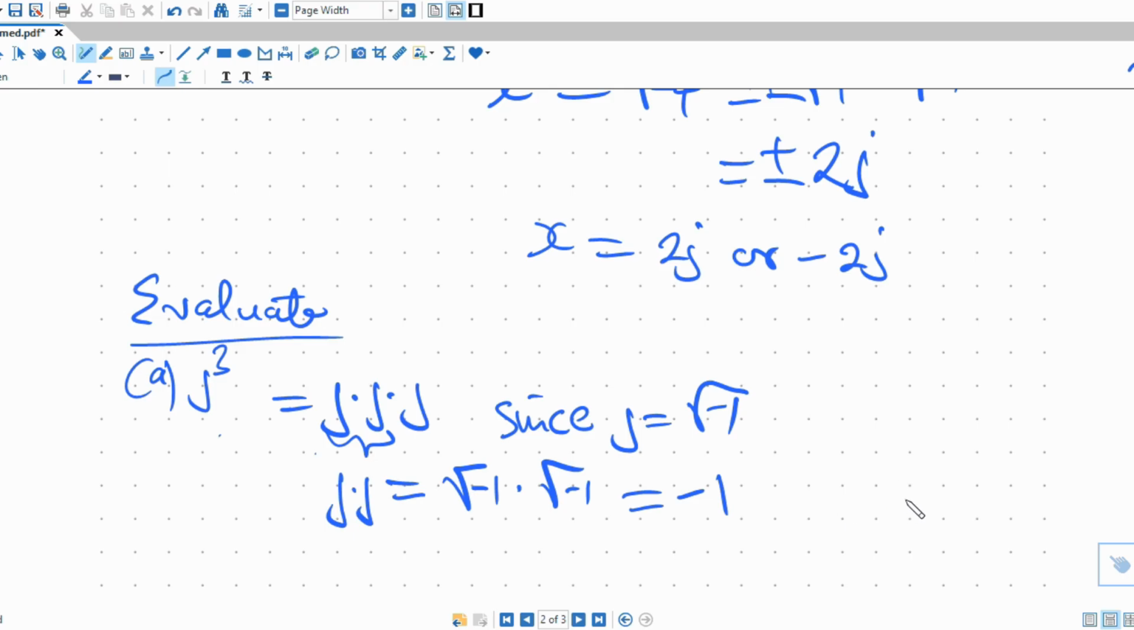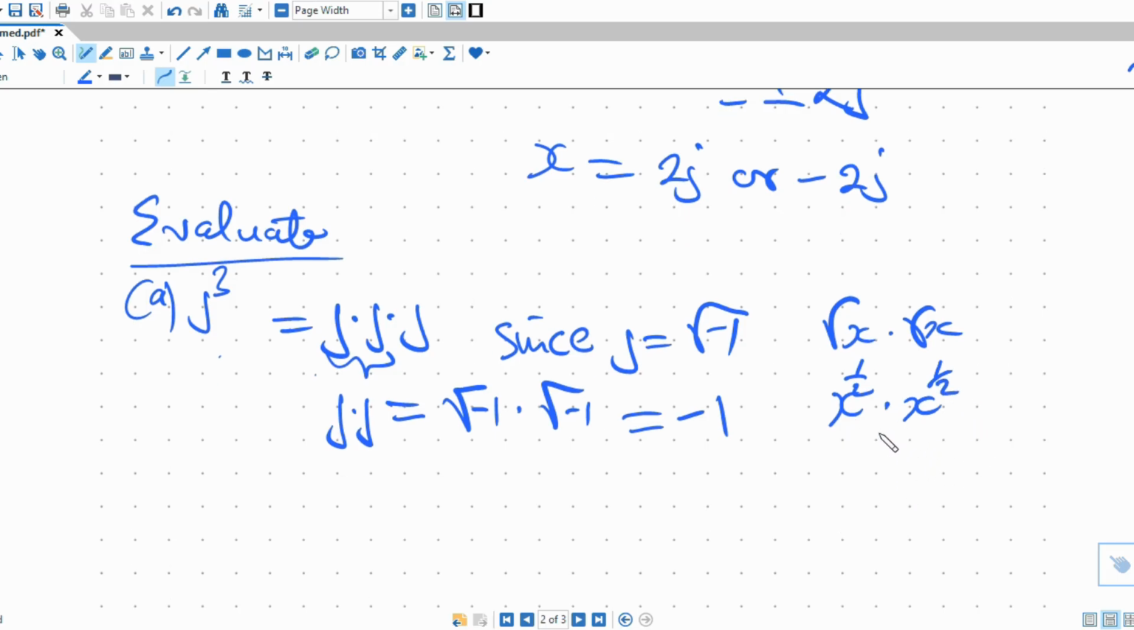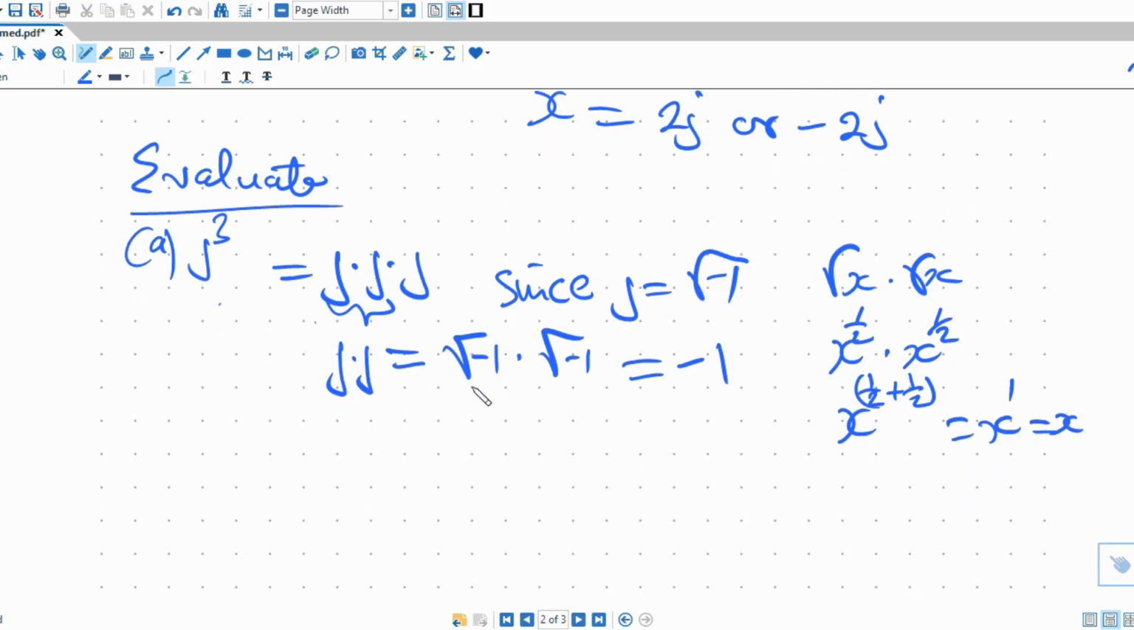For example, if you're given root x times root x, according to rules of indices, square root of x is the same as x power half, and then multiply by x power half. And according to the product rule of indices, when you multiply two values, you add their powers. So we shall have x raised to a half plus a half, which is x raised to 1, which is just x, right? That is why we're saying j times j, the same as square root of negative 1 times square root of negative 1, is equal to negative 1.